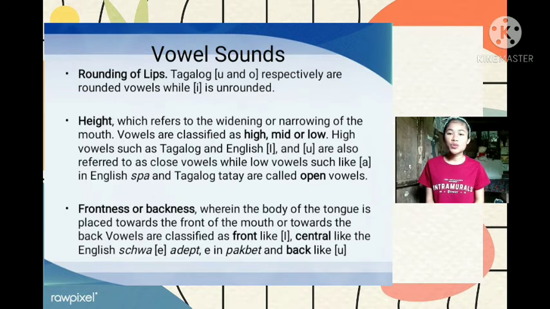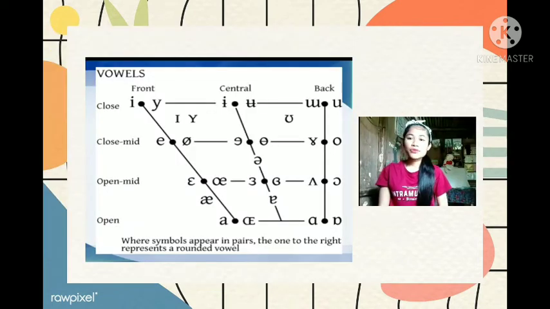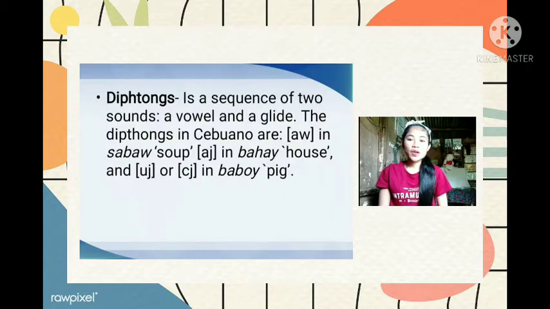So here are samples of vowels, where symbols appear in pairs. The one to the right represents a rounded vowel. A diphthong is a sequence of two sounds, a vowel and a glide. The diphthongs in Cebuano are aw in sabaw or soup, ay in bahay or house, and oy in baboy or pig. Suprasegmentals.